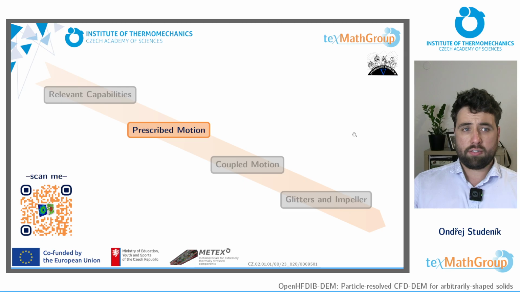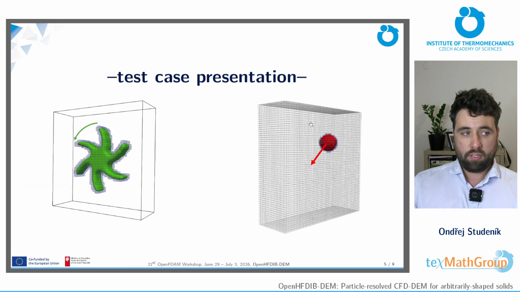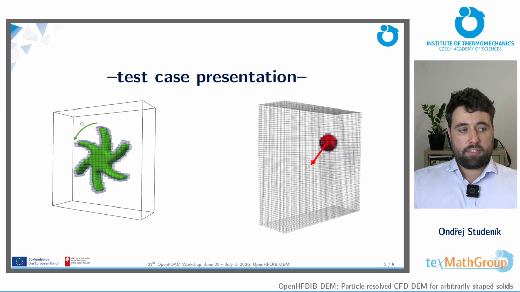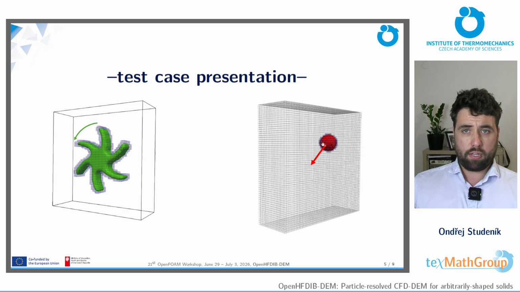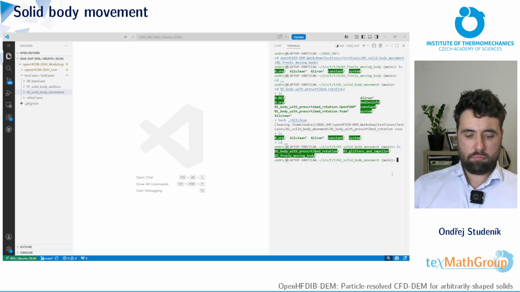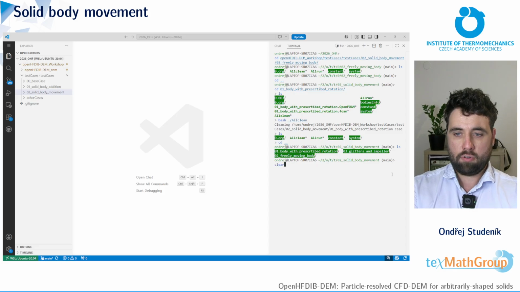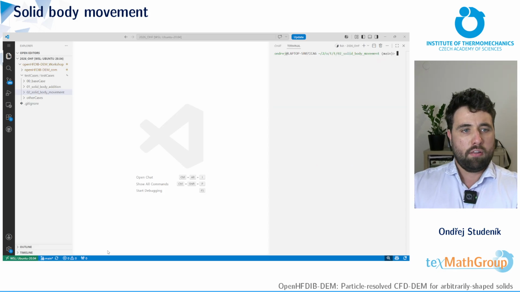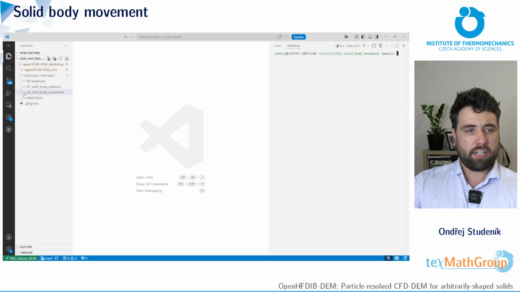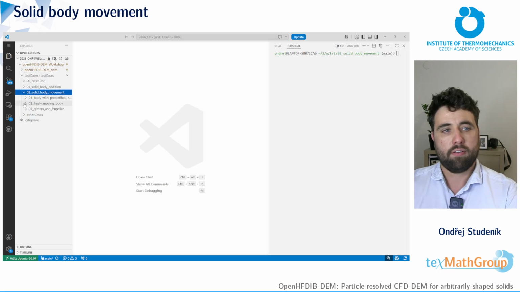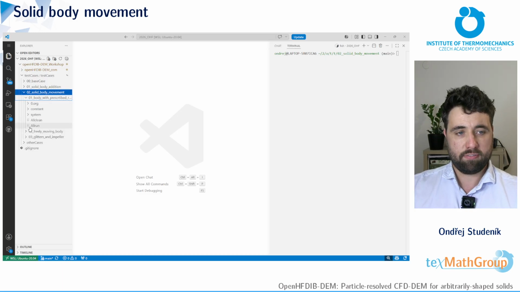Now, let's get to the hands-on session for the prescribed motion. In this section, we will work on a case of a rotating impeller and a sphere moving with constant linear velocity. Now, to switch to the work environment of VS Code, we can open our repository and go to the second folder, solid body movement. There we will start with the first case.